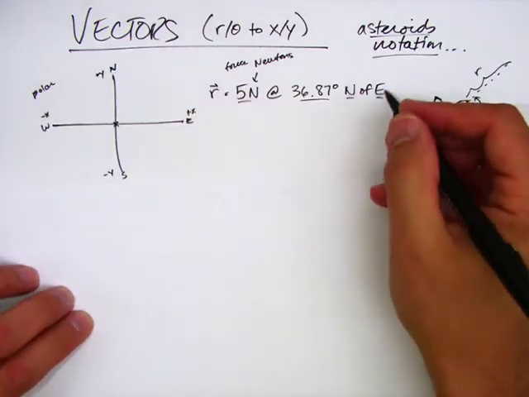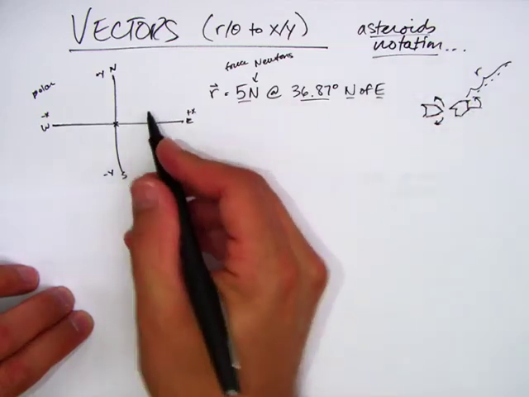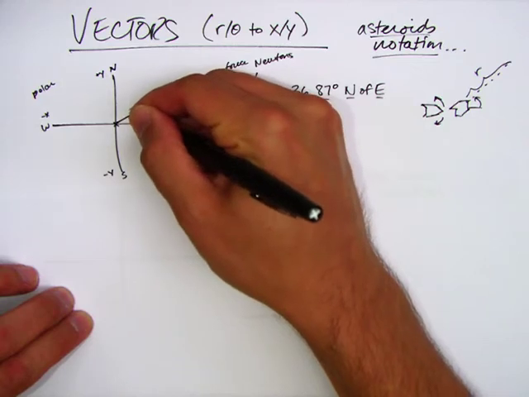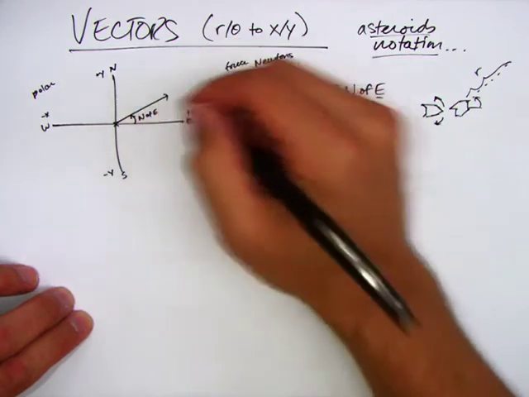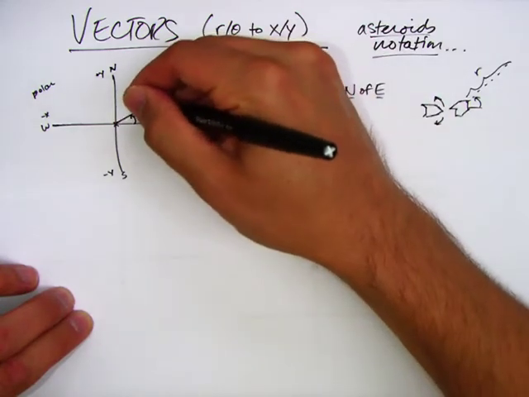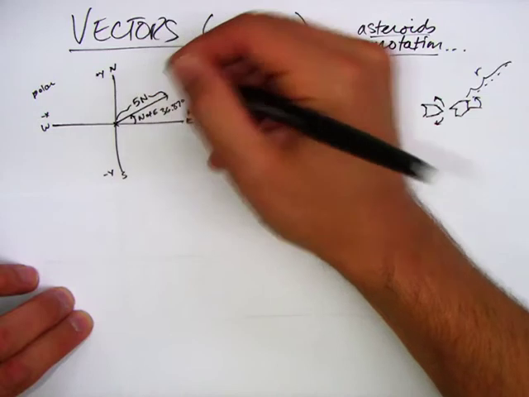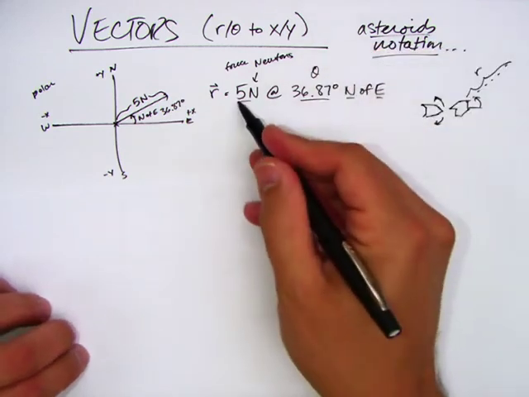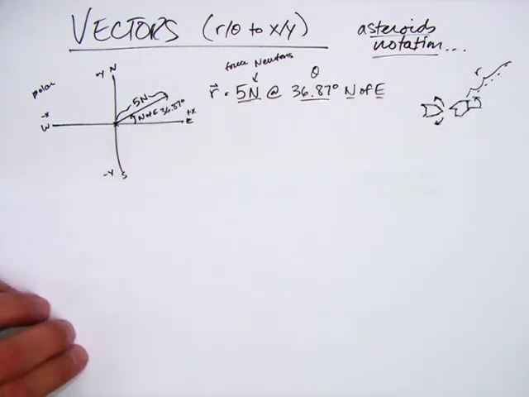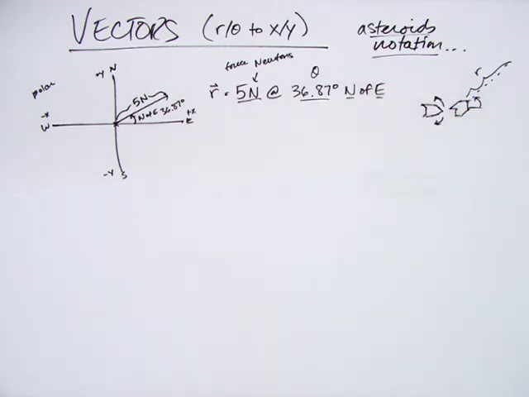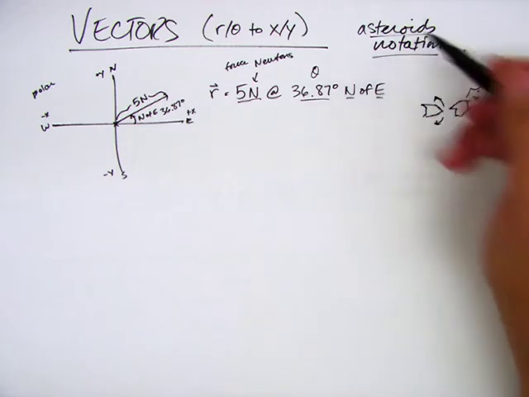So if I'm north of east, that means I start east and I slide to the north, whatever that angle is. So this angle is north of east, 36.87 degrees. And the magnitude of the vector is relative to the length, which is 5 newtons. So that's one way I can represent this, in the r theta representation: the length of the vector and the direction with the angle relative to the coordinate system. So think the polar coordinates or the asteroids notation.